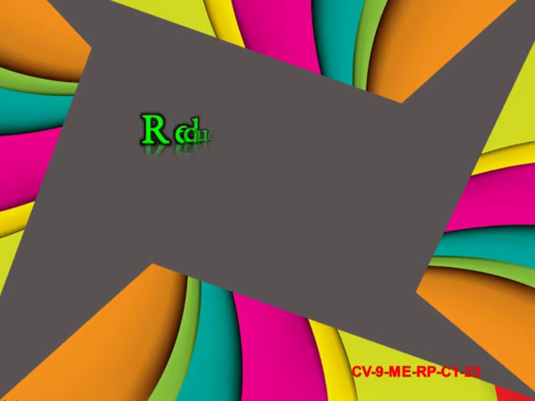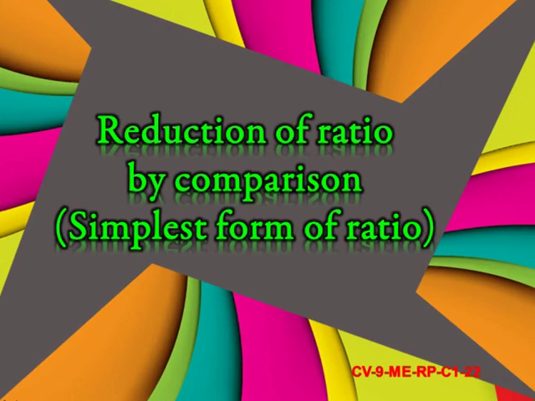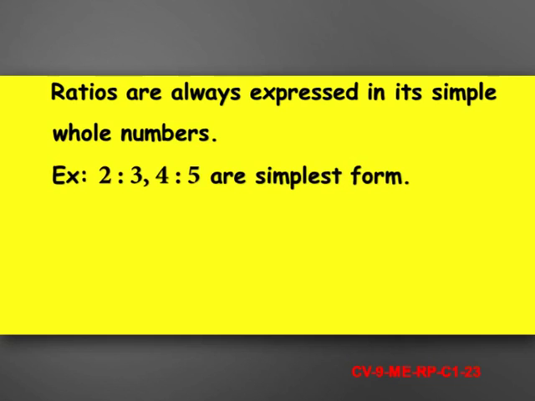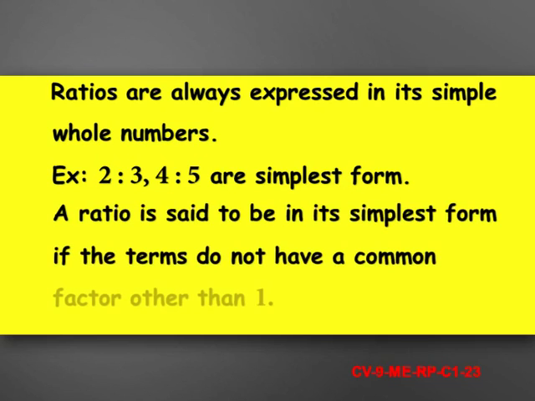Let us study about reduction of ratio by comparison or simplest form of ratio. Ratios are always expressed in simple whole numbers. For example, 2 is to 3, 4 is to 5 are said to be in simple form. What do you mean by simplest form of a ratio? A ratio is said to be in its simplest form if the terms do not have a common factor other than 1. Note down this in your notebook.